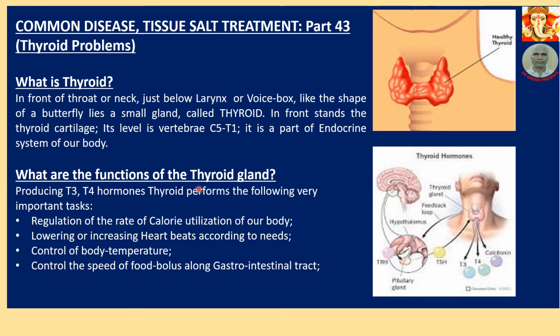What are the functions of the thyroid gland? Producing T3, T4 hormones. T3 is triiodothyronine, T4 is tetraiodothyronine. These two hormones produced by the thyroid perform the following very important tasks: regulation of the rate of calorie utilization of our body, lowering and increasing heartbeats according to needs, control of body temperature, and control of the speed of food bolus along the gastrointestinal tract.